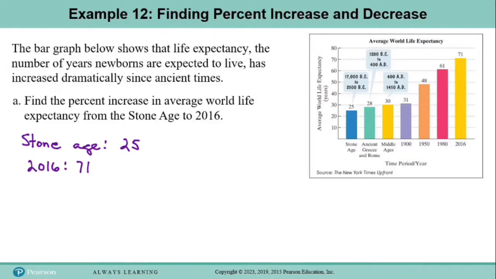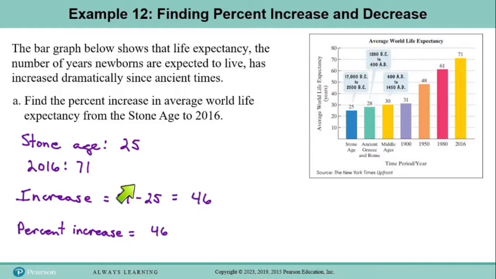Now, there's obviously an increase, but to calculate the percent increase, we need to first calculate the amount of the increase. So the first thing we'll do is 71 minus 25, and that gives us 46. So the amount of increase in the average life expectancy is 46. Now to find percent increase, we always divide by the original number, always the original number. So we're going to be dividing by 25. Because when you calculate percent increase or percent decrease, you know a percent is a way of comparing 2 numbers. And the number you're always comparing to is the one you started with.